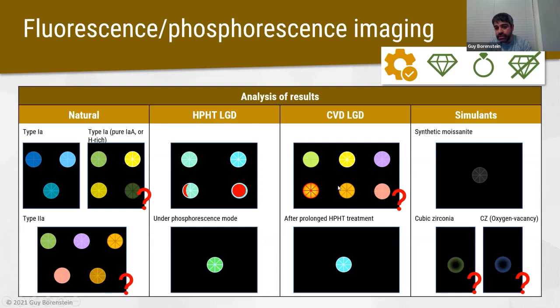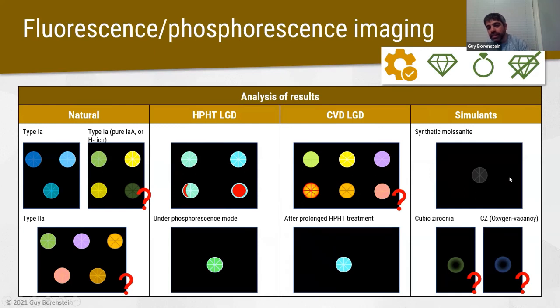Some of the CVDs that have been exposed to an HPHT post-growth treatment will look like HPHT, same appearance, but without phosphorescence. This is why we need to look for these colors. And even if there is no red marking, we need to suspect.